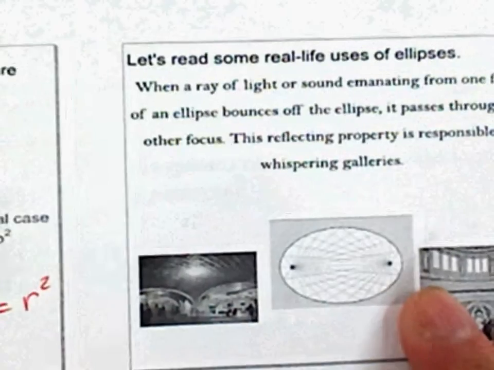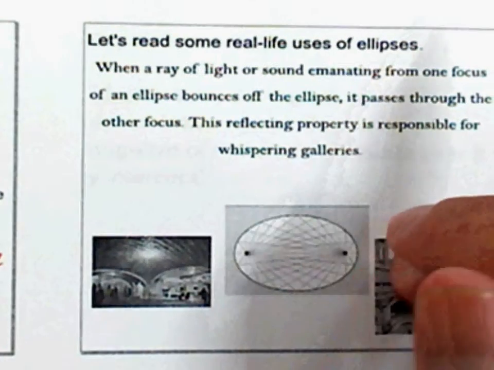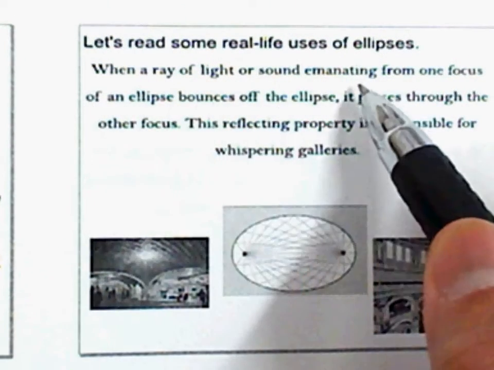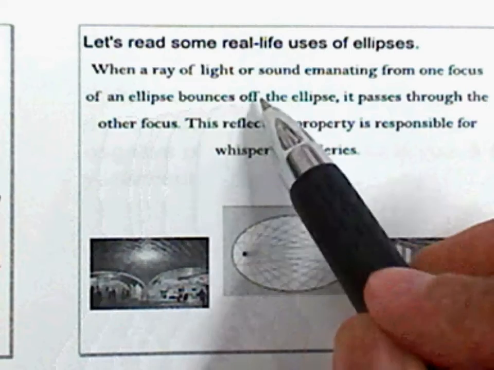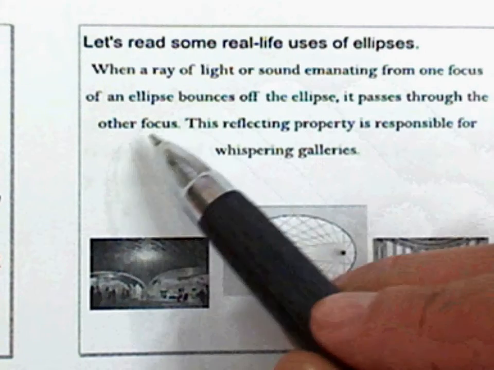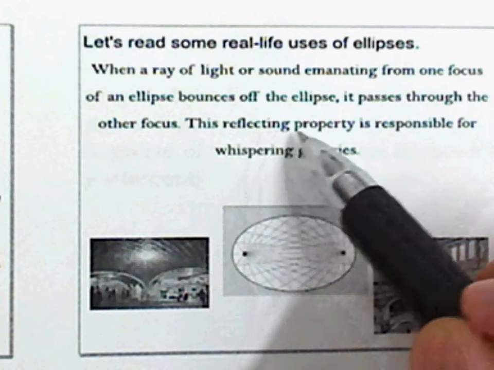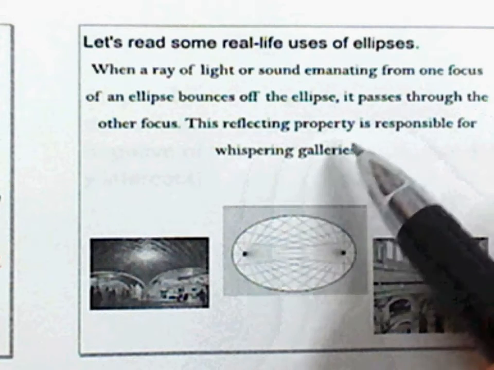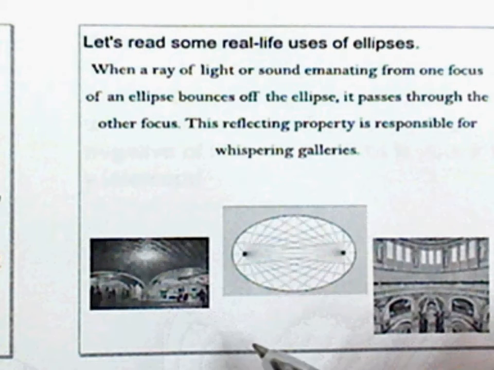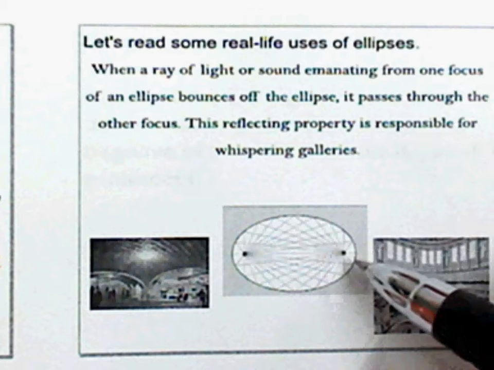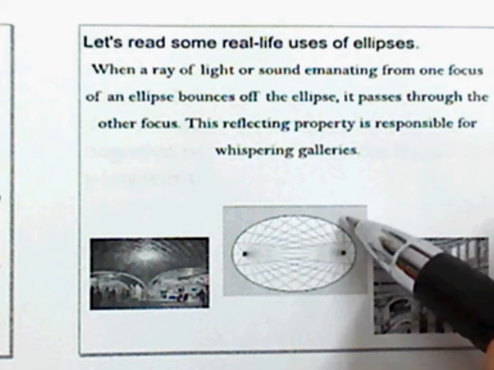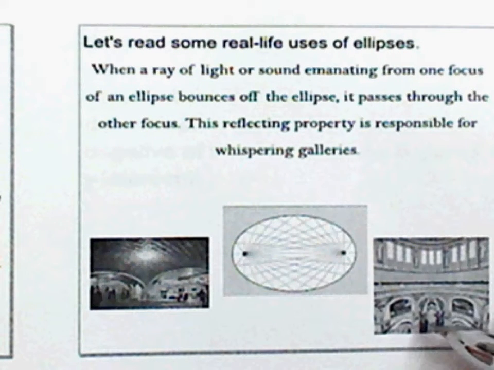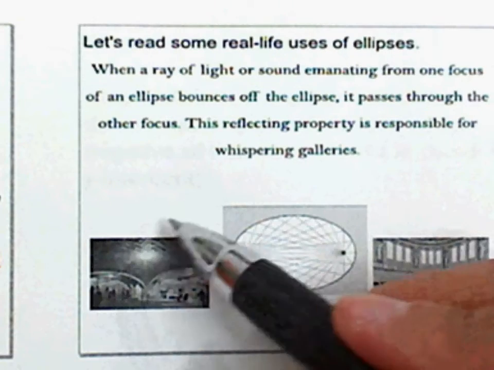Let's read some real-life uses of ellipses. When a ray of light or sound emanating from one focus of the ellipse bounces off the ellipse, it passes through the other focus. This reflecting property is responsible for whispering galleries. So here's a gallery right here that you guys can see a lot better. And you can see how it just kind of bounces. Okay? So if I'm standing right here or right here, everybody can hear you.